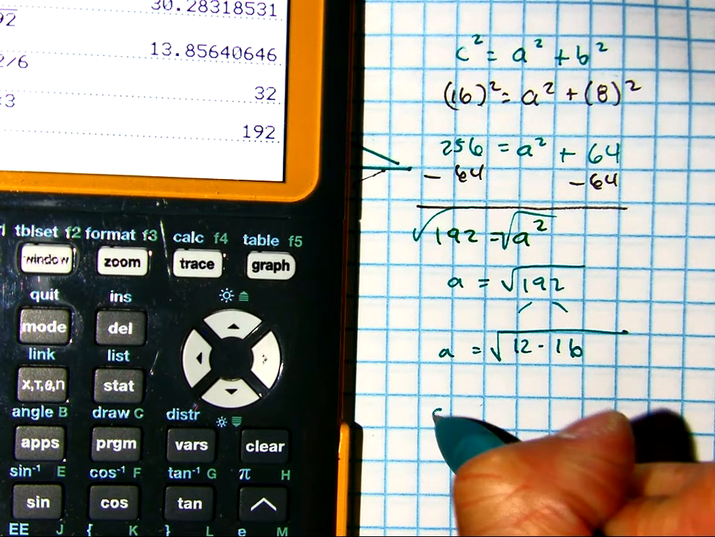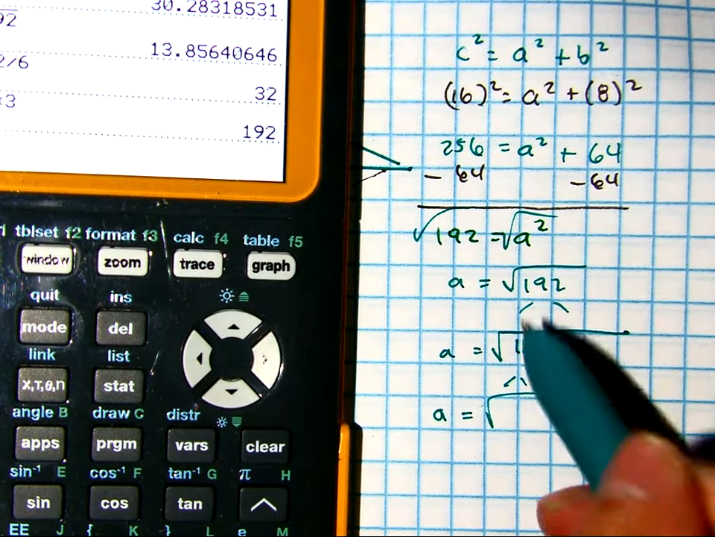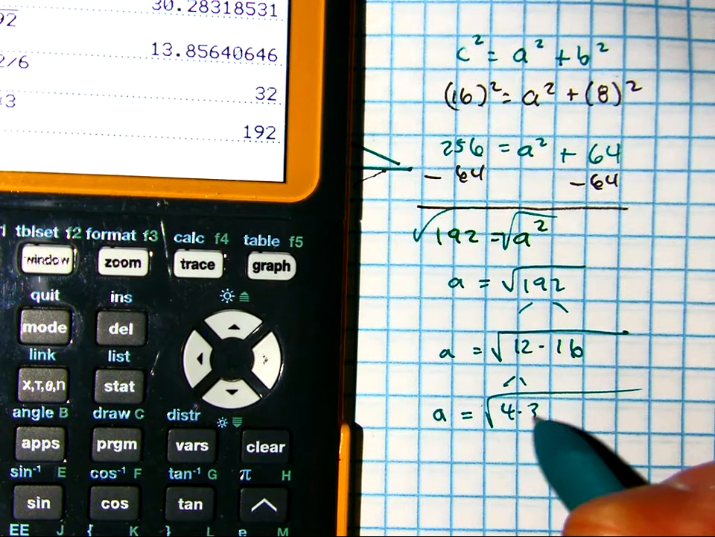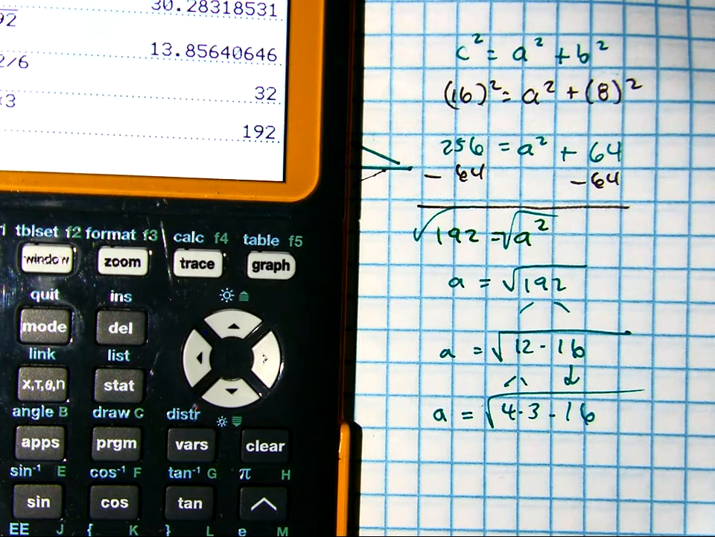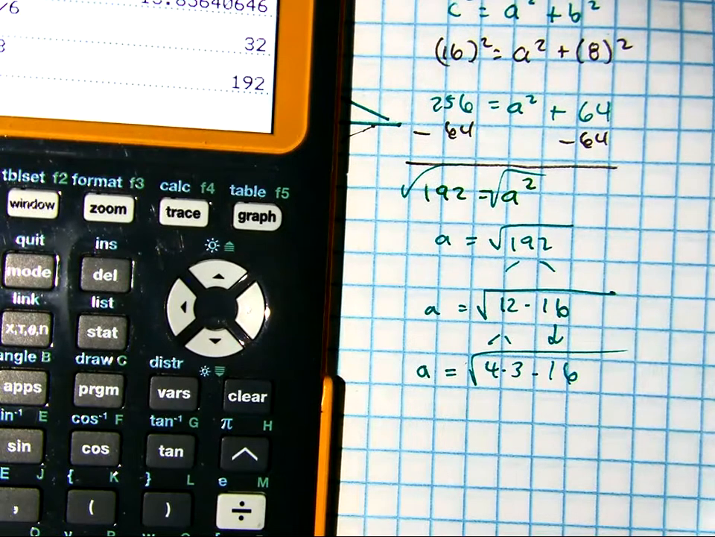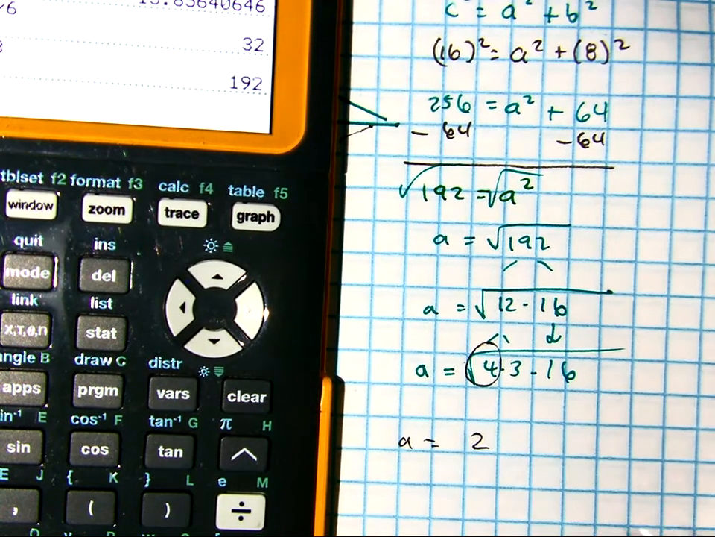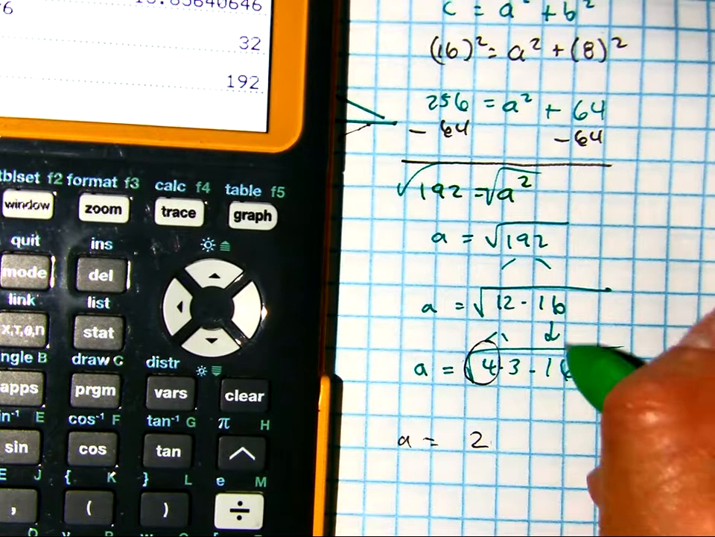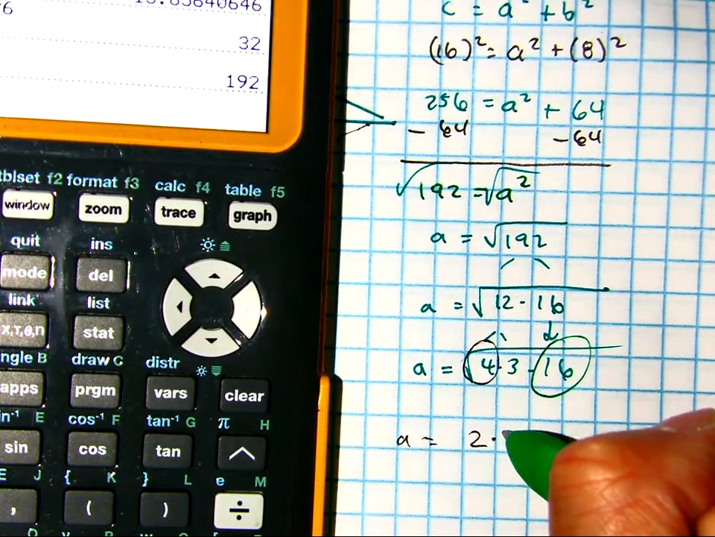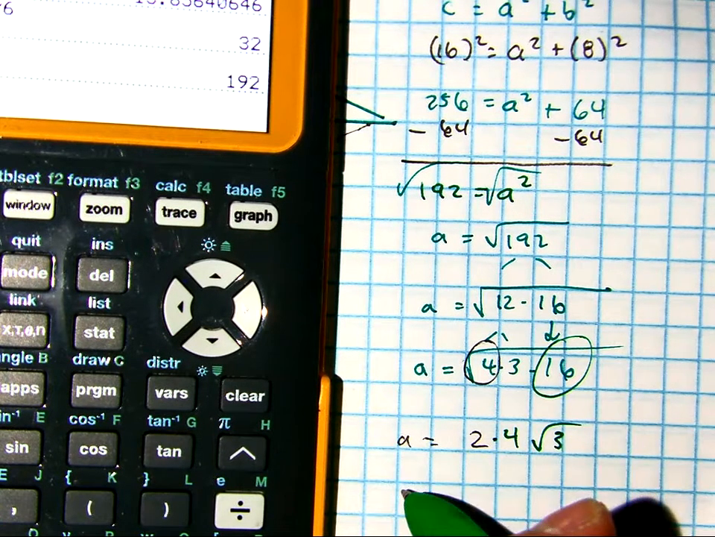4. So the square root of 4 is? 2. The square root of 16. So remember, it's multiplication on the outside, and left inside is 3. A equals 8 times radical 3. This is my exact answer.